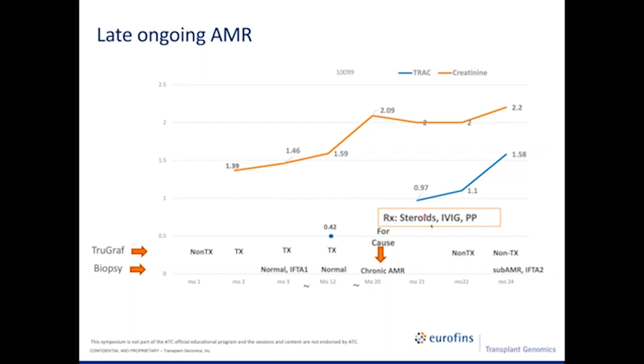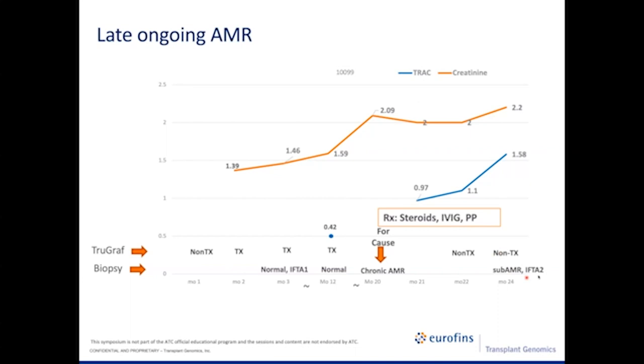Patient's treated with steroids, IVIG, and plasmapheresis. 2 months later, they have a repeat TruGraf assay. It's still non-TX. And we can see that cell-free DNA is run here. Now it's positive and still going up at month 22 and 24. Sure enough, in month 24, they're re-biopsied, still with a non-TX TruGraf. And again, they still have subclinical AMR.